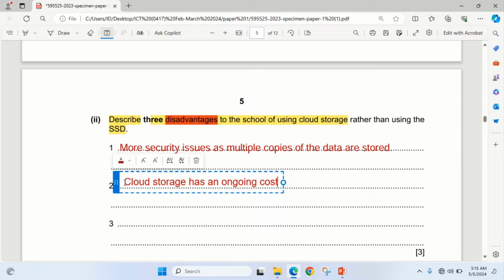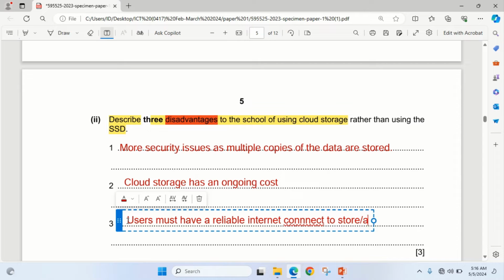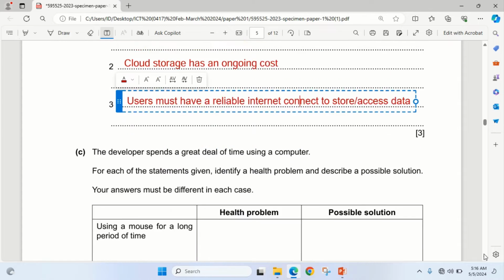Cloud storage has an ongoing cost as compared to SSD. Then another issue is that users must have a reliable internet connection to store data, and even if they want to access it, they must have that. Users must have a reliable internet connection to store or to even access the data. So that's an issue there. That means if there's no internet, they may not be able to store or work on the data. So take note of that.